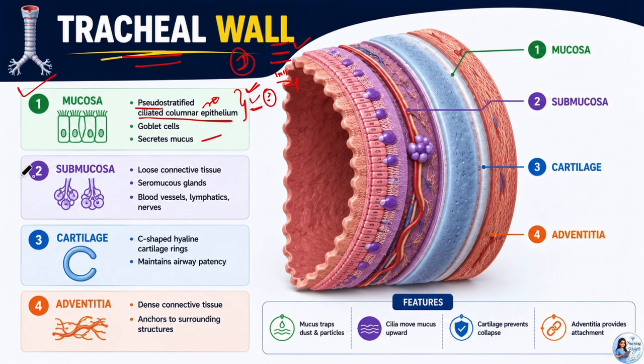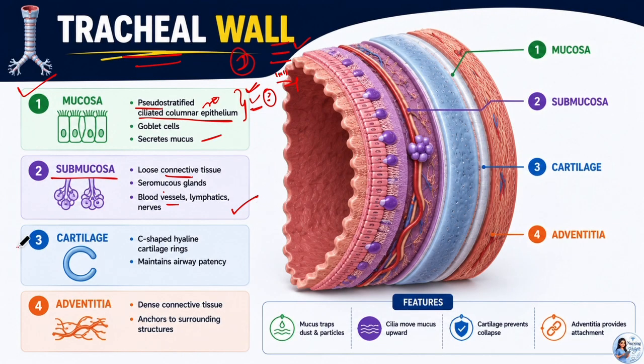Now, just beneath the mucosa, we have the submucosa layer. This layer contains connective tissue, blood vessels, nerves, and glands. The glands continue producing mucus to keep the airway moist and protected. You can think of this layer as the support and supply department of the trachea.